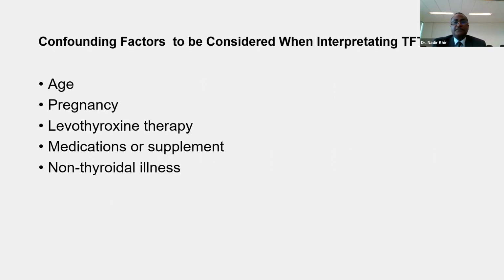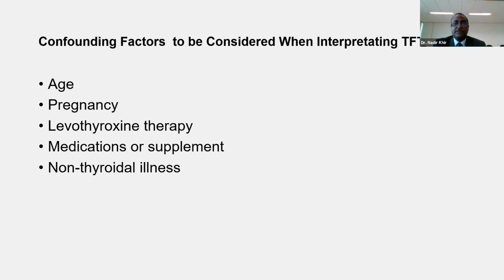What are the confounding factors to be considered when interpreting thyroid function tests? Is it an easy job to see patients in the clinic and get the results of the thyroid function test? I see thyroid patients a lot in my clinic, and usually it's straightforward. But the cases that give you a hard time are usually because you did not look at the reference range correctly.